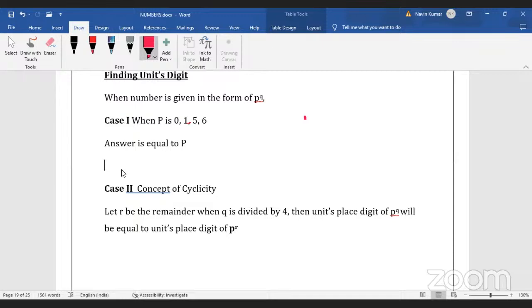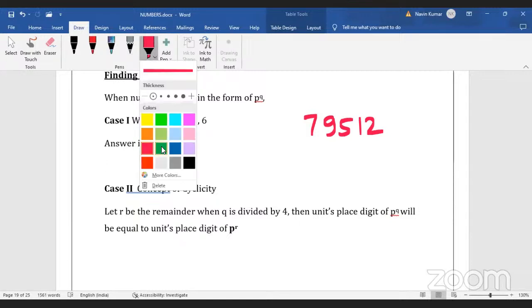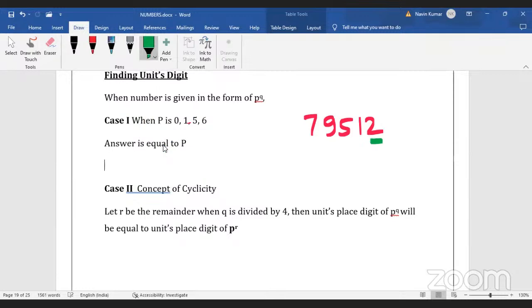For example, if we have a number 79512, we will focus on unit digit. That means we will focus on this 2 because this is the unit digit. Okay? In any case, we will focus on unit digit. So if the unit digit of the base, I mean if any number is in the form of p to the power of q, we are talking about p. P is base and this is power or exponent.